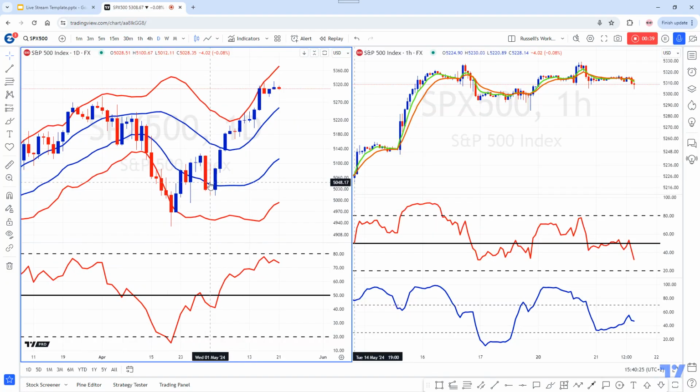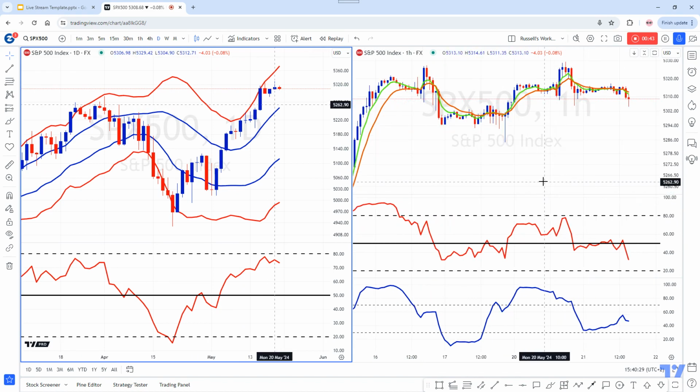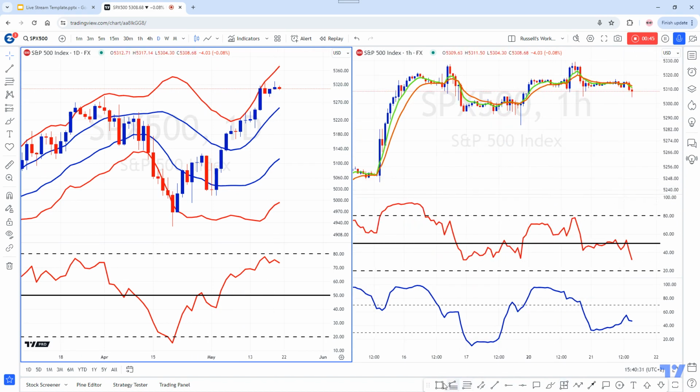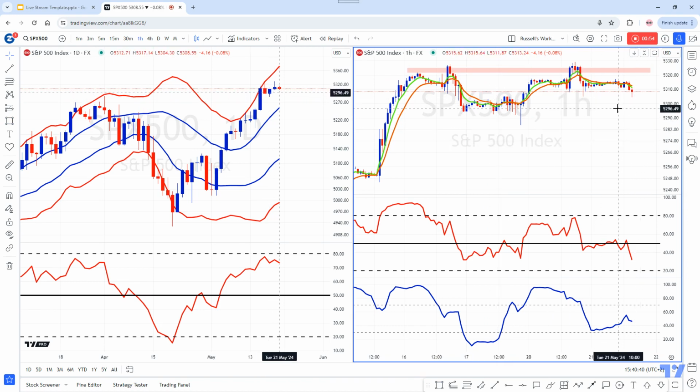On the left, we've got the S&P 500 daily chart. On the right, we've got the S&P 500 hourly chart. The resistance area that we drew in was around the 5320. That is right above there. You can see that overhead resistance has still had an influence. We did move up yesterday briefly before retreating.